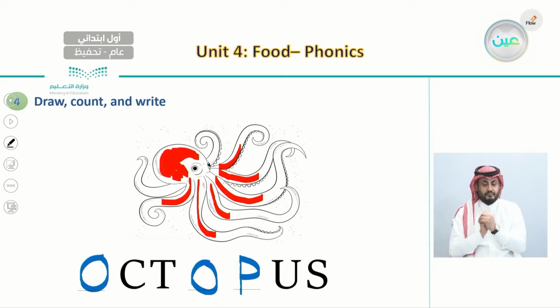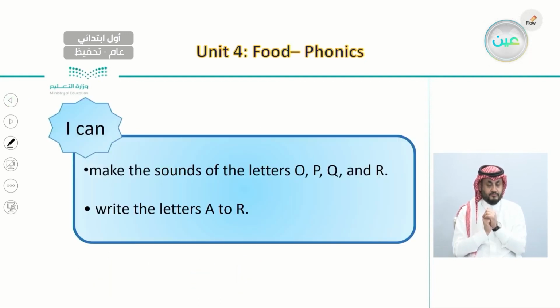So here we go. We did draw, we did count, and also we wrote the missing letters. So at the end, it is important that you are able to make the sounds of the letters O, P, Q, and R, and also to remember all the words you learned from the letter A until the letter R.